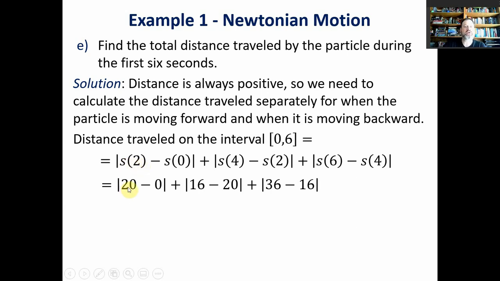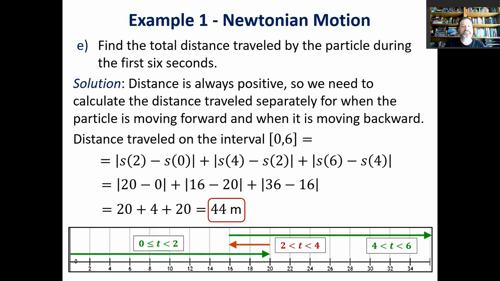So when t equals 2, the particle had gone 20 meters. The particle started off at 0. So it moved 20 meters over this, moved 4 meters over this, and moved 20 meters over this. And you just simplify all that. Everything's positive, so it traveled 44 meters in total. If you look at the entire interval 0 to 6, it only went 36 meters total. But you have to look at the time that the particle moved backwards as distance traveled. It has to be positive. So that's the answer to that one.